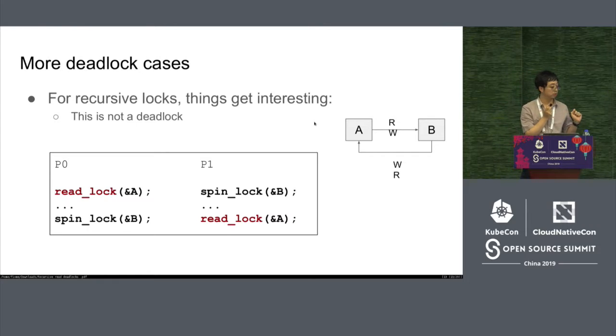A recursive lock will not be blocked by another reader, and if they have a P2, then P1 will still have to spin. This can still get the lock, so this is a non-deadlock, and the Lockdep graph can be changed to this: A to B and B to A. There's a ring, and it's not a deadlock.